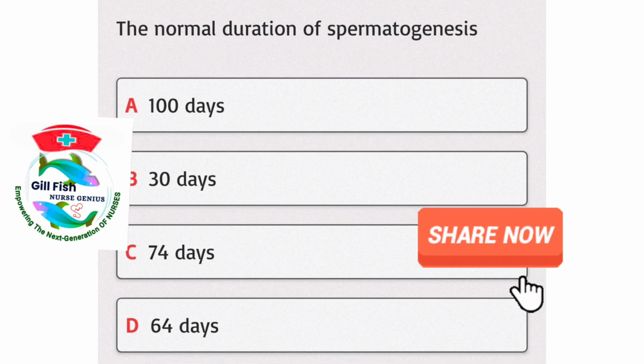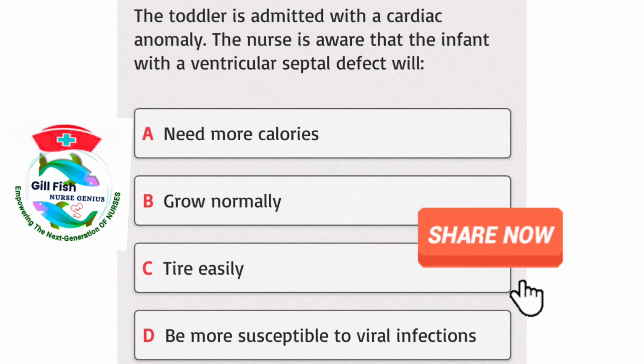Next question. The normal duration of spermatogenesis. Option A, 100 days. Option B, 30 days. Option C, 74 days. Option D, 64 days. So what could be the correct answer? That is, spermatogenesis, sperm production, in how many days does it happen? How many days will it take for sperm production? It means option C, 74 days will be the correct answer. Move on to the next question.